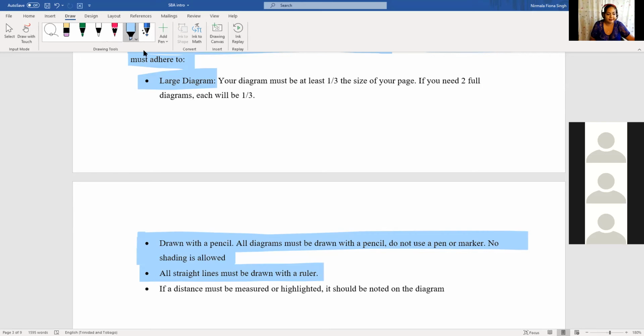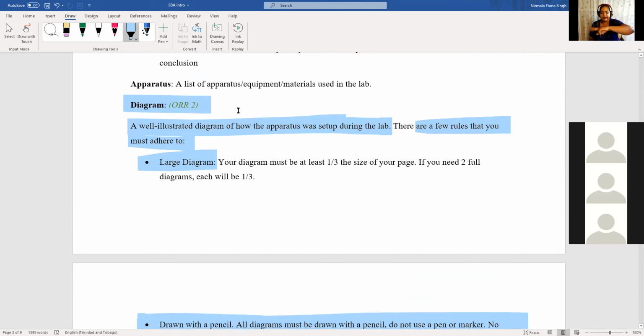And I will teach you how to do this. If a distance must be measured or highlighted, it will be noted on the diagram. So I will show you how to do that in the beginning. And then when you have to plan your own labs, you will know how to do it on your own. So diagram, 2 marks. Those 2 marks come from 1, your diagram being a large diagram, and 2, your diagram being properly labeled. If you don't put in any labels, you lose a mark. If you miss half of the labels, you lose that mark. If your diagram is tiny, a little chunky diagram, you lose that mark.